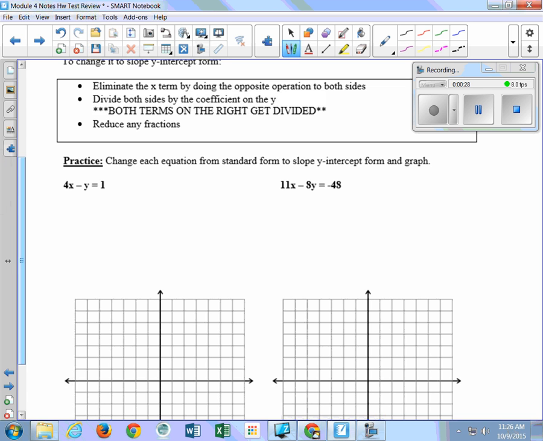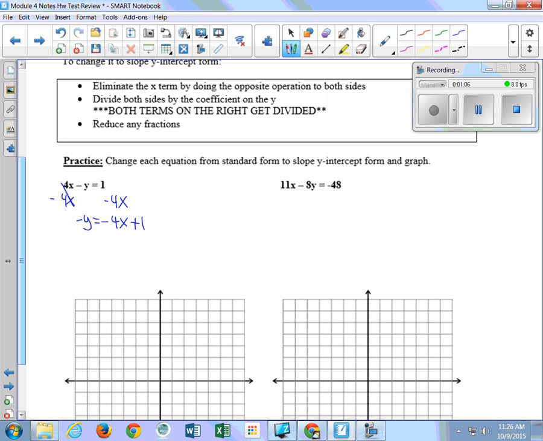So the first step is to eliminate the x term by doing the opposite operation to both sides. If I look at my first example, 4x minus y equals 1, I'm going to do the opposite on both sides. The opposite of positive 4x is negative 4x. Those cancel out. Now I'm just going to rewrite what I have left, which is negative y equals negative 4x plus 1. I can't add 1 and 4x because they are not like terms.